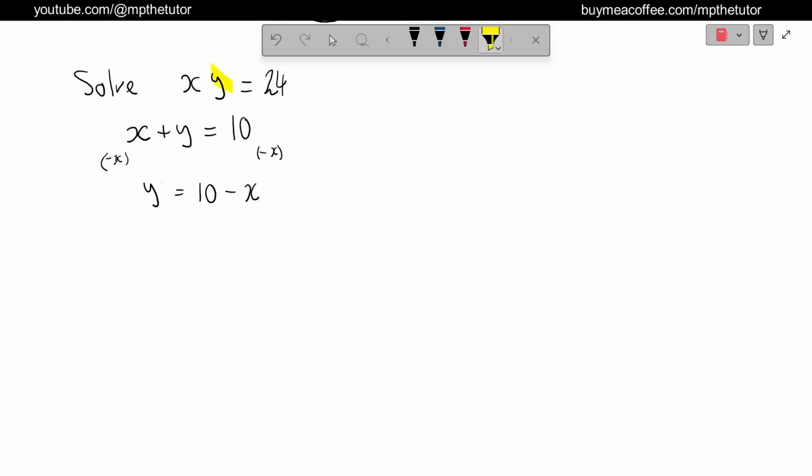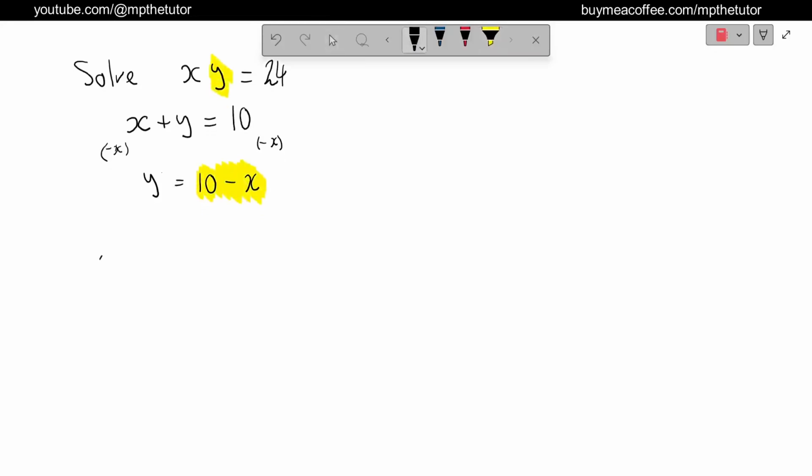What we can then do is replace our y in this equation with this y here. So we end up with x brackets 10 minus x equals 24. Well, let's expand out that bracket. So x times 10 is 10x minus x squared equals 24.